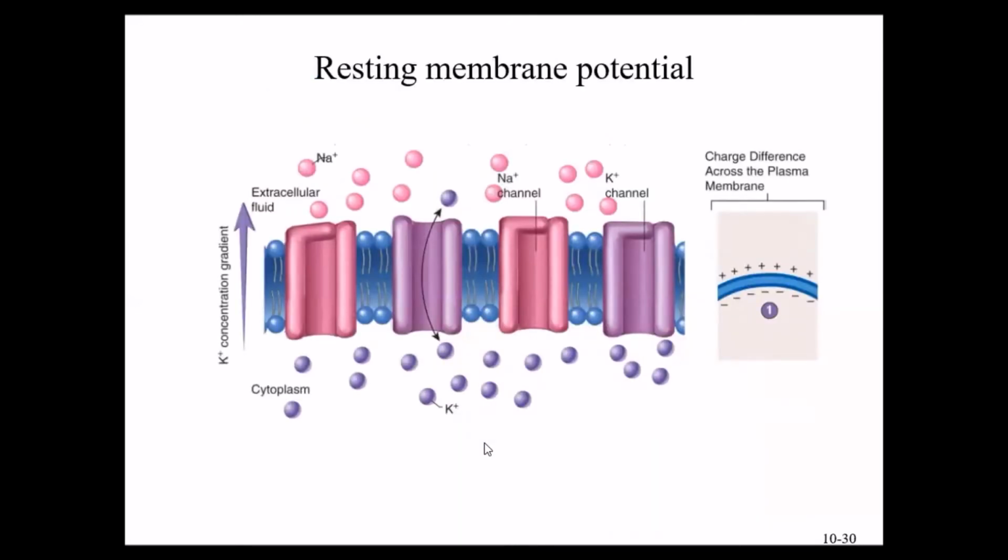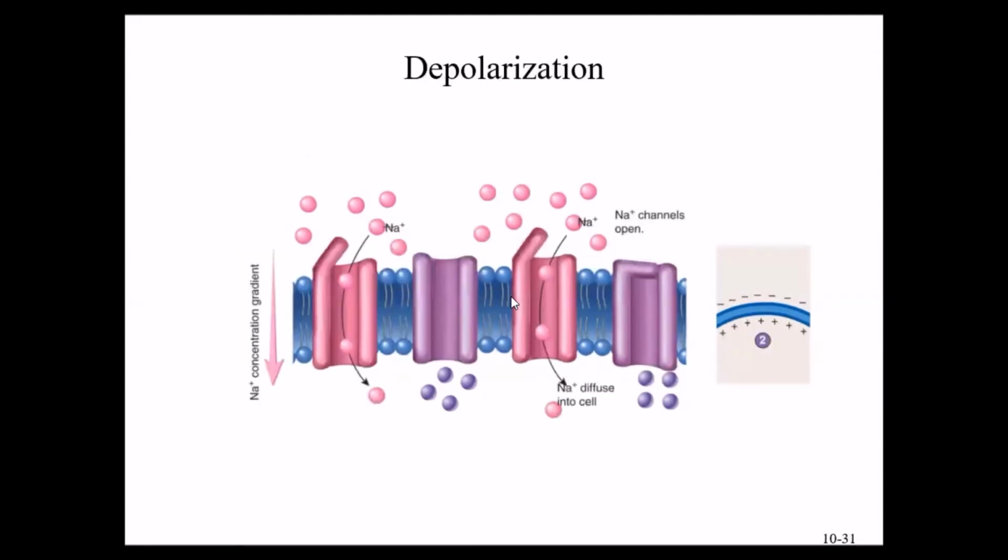Again, I have some other graphs here that show you what's going on. This is at rest here. You have sodium out here, a lot of potassium inside, more negative on the inside, more positive on the outside. Then you see depolarization is when the sodium gates open and the sodium floods into the cell. That creates more positive on the inside of the cell, more negative outside the cell.